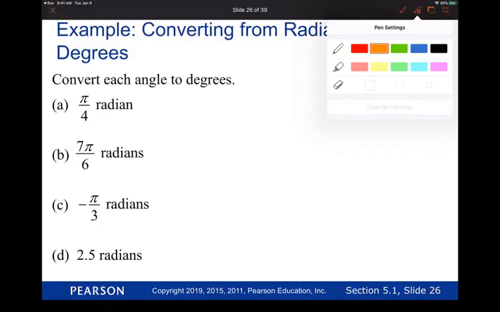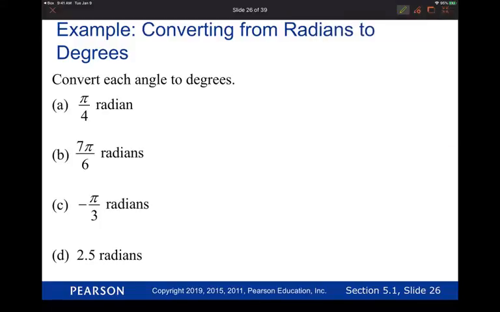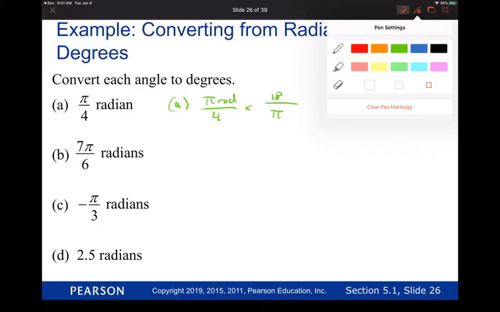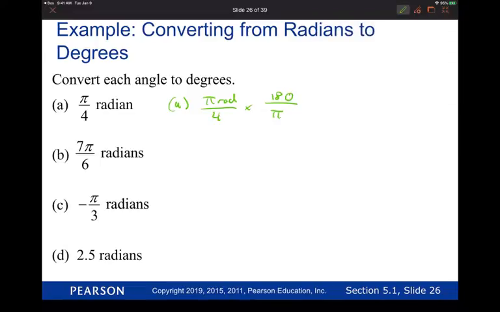So for part A, we have pi radians over 4. We're going to multiply by 180 over pi radians. Radians cancels radians, and we get 45 degrees.